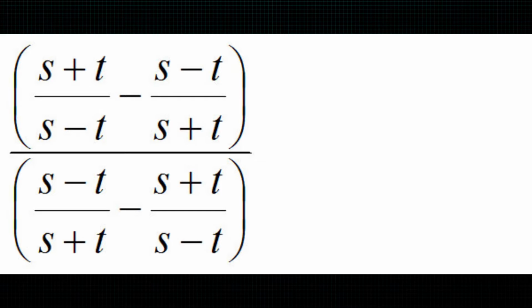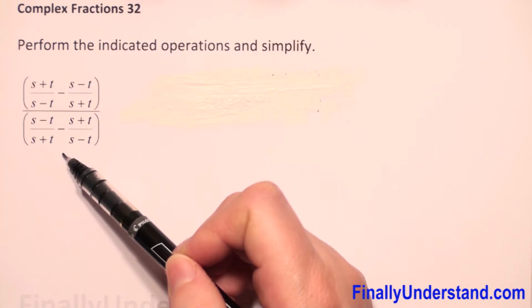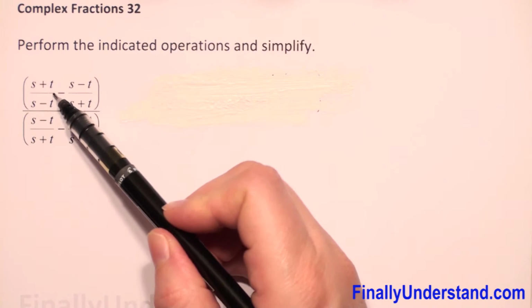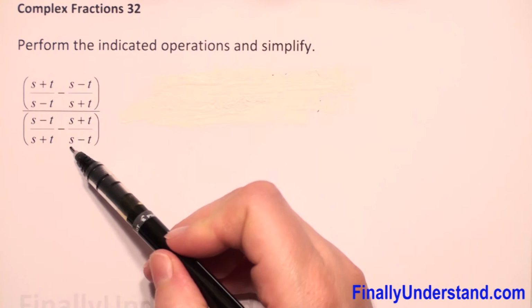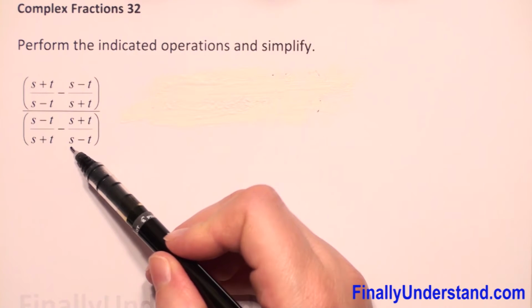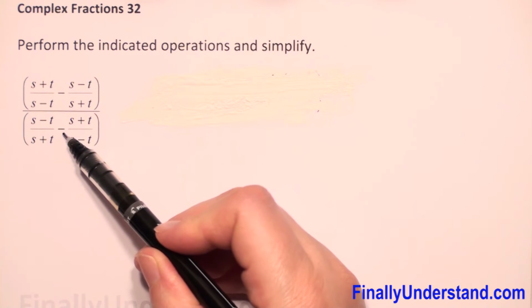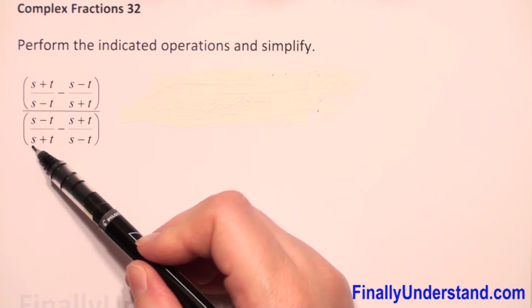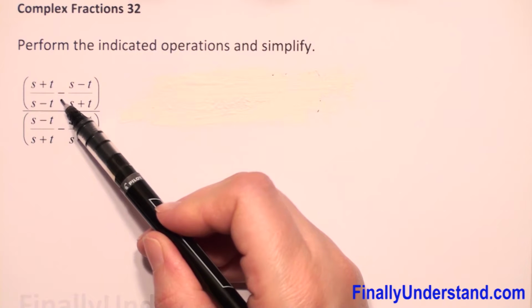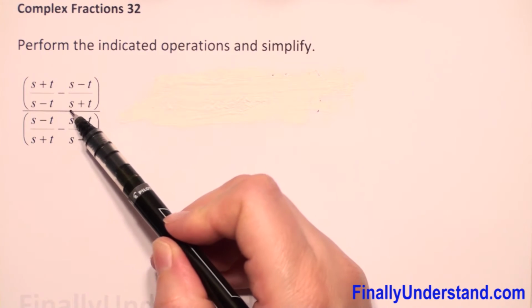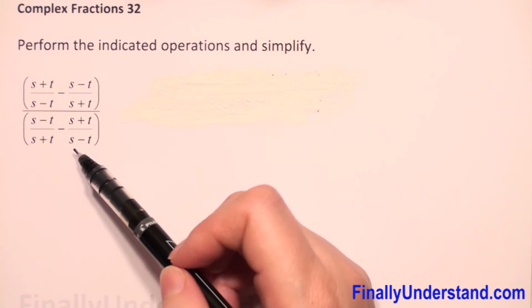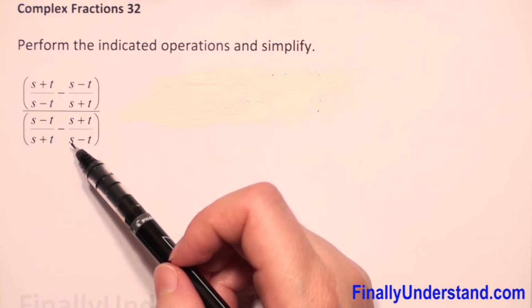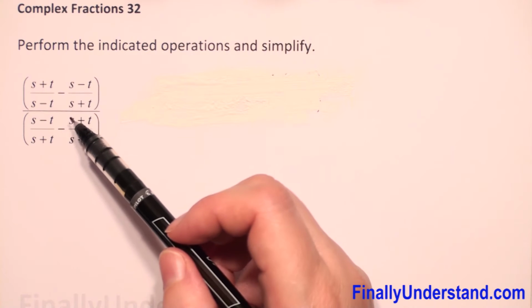We have a complex fraction. Let's check first what we have in the numerator and in the denominator. In the first algebraic fraction we have s plus t over s minus t, and we see that in the denominator we have s plus t over s minus t, only with a different sign, and we have s minus t over s plus t, and we have a negative sign before s minus t over s plus t. So we have the same algebraic fractions in the denominator, only with a different sign.